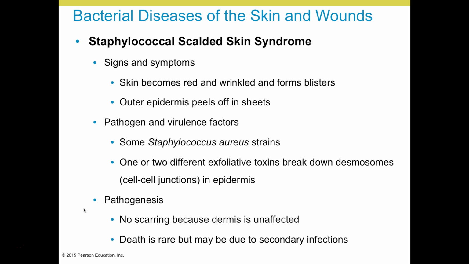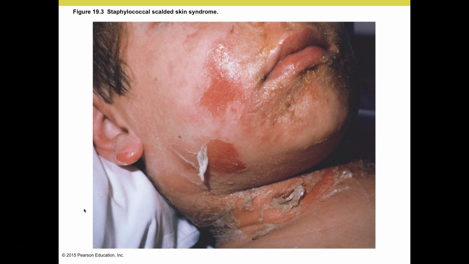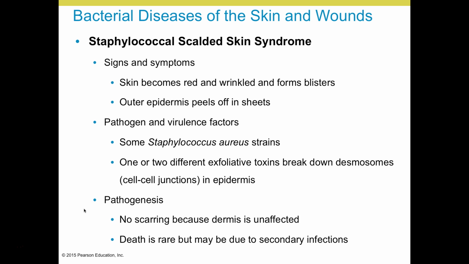Okay, staphylococcal scalded skin syndrome. Yep, not very good looking, as you can see. Signs: the skin becomes very red and wrinkled, and the outer layer of your tissue, the epidermis, peels off in sheets, as you saw in the picture. The pathogen is some of the staph strains, and what happens is that they release toxins that break down your desmosomes, the cell-to-cell junctions in your epidermis. There is no scarring because the dermis is unaffected, so basically your skin will grow back, and death is very rare.